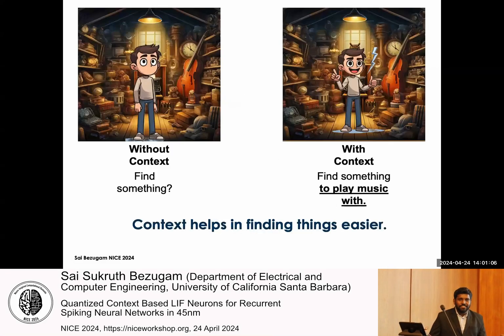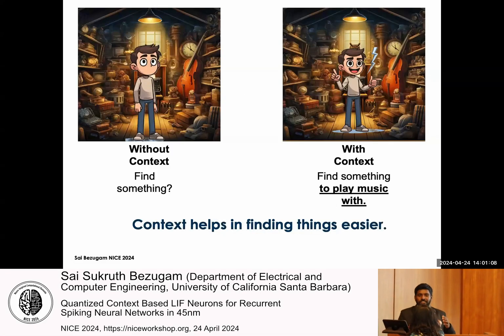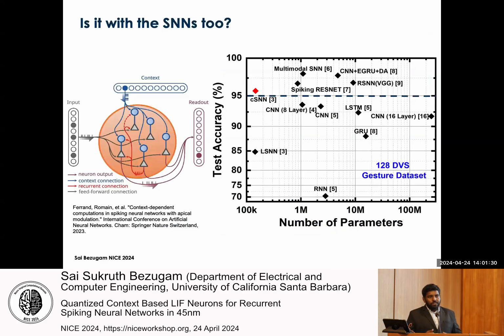To start with, if you are entering a cluttered room, and if I just say to find something, it would be really tough. But if I say to search for something you can play music with, giving that context, it would be easier to find a guitar there. So context can be helpful in making things easier to understand and find. Can this be useful even in spiking neural networks?